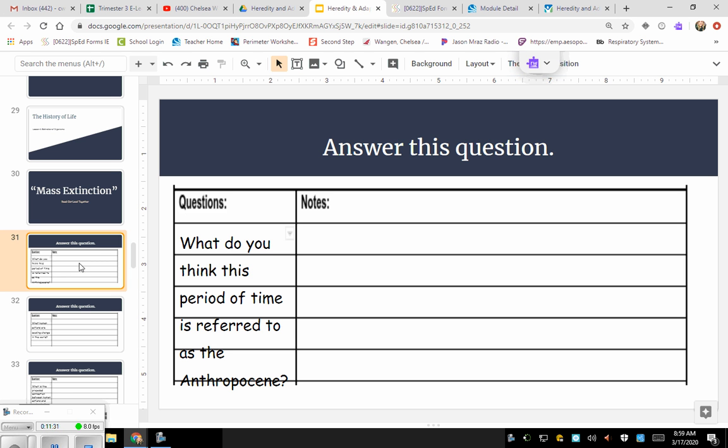So the first question you have is, what do you think the period of time is referred to as the Anthropocene? This is again referring to humans. So why do you think it's referred to as that? We kind of just went over that, so you should be able to answer this question pretty easily. So make sure you answer that question. If you need to pause the video to do so, please feel free to do that.